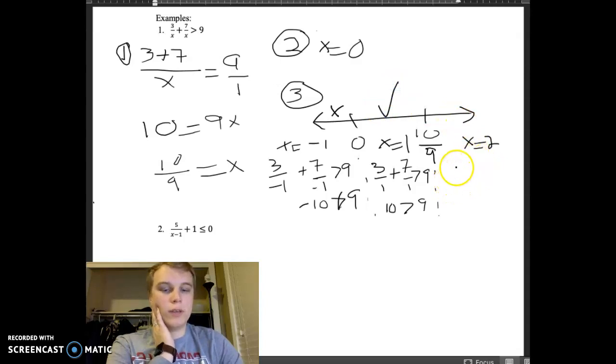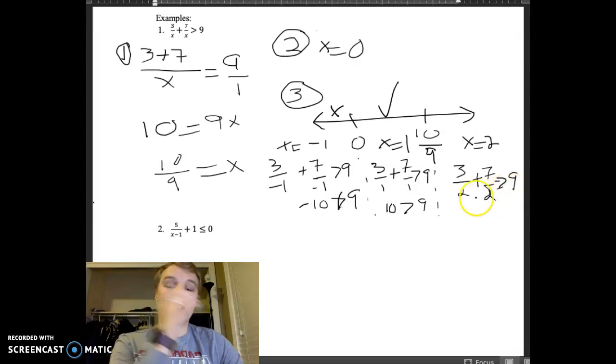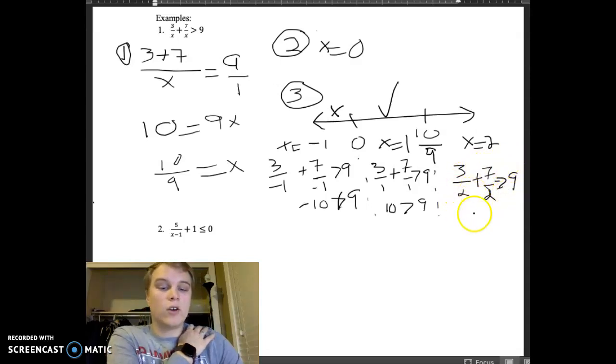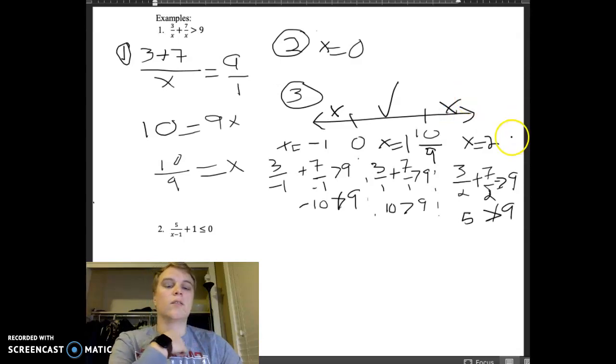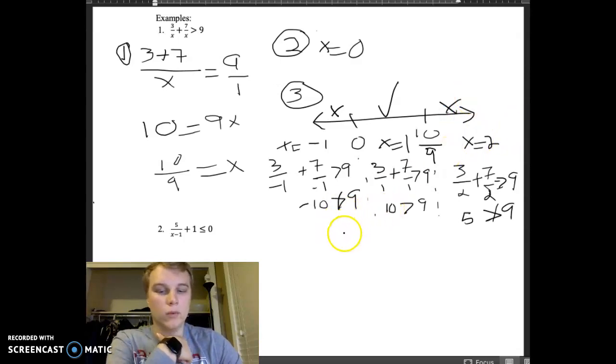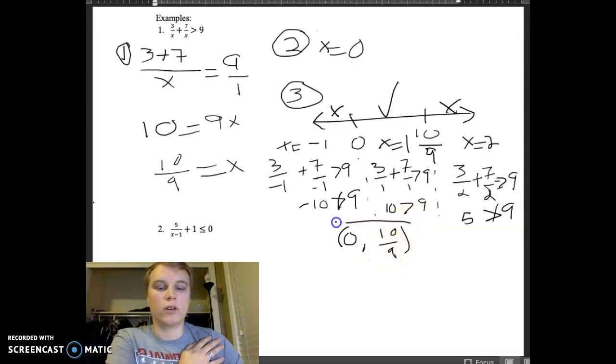And then if we plug in 2, we get 3 over 2 plus 7 over 2 is greater than 9. Sorry, that's a greater than. And so we get 10 over 2, which is actually 5, which is not greater than 9. So greater than 10/9 fails. So then our final answer, which I'm going to put in interval notation, is 0, 10 over 9. Okay, all in parentheses. That's all you got to do.